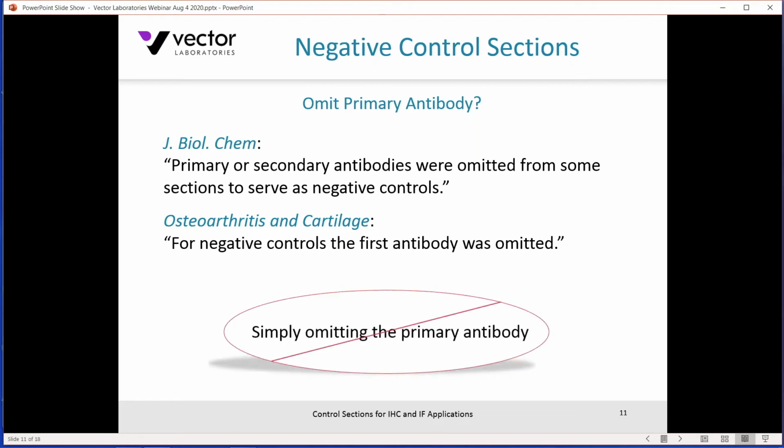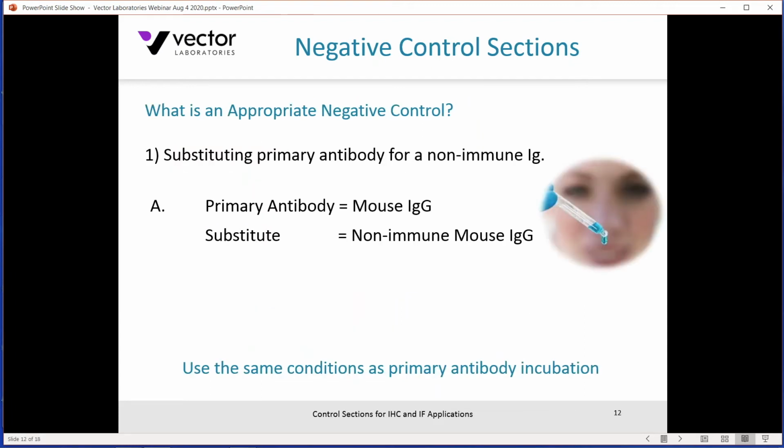And simply omitting the primary antibody is not what I'd refer to as a publication-worthy negative control. Anyone who's presenting this in a scientific endeavor, or writing an abstract for a paper, whatever it might be, you want to be very confident that what you're describing in your observations is in fact accurate. Okay, so this raises the question, okay, what is an appropriate negative control?